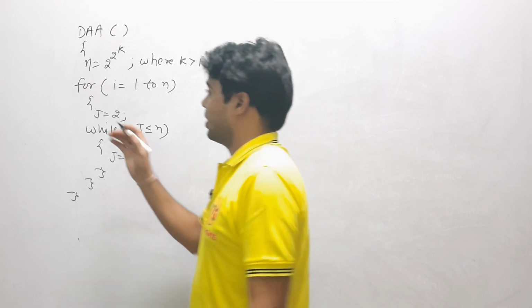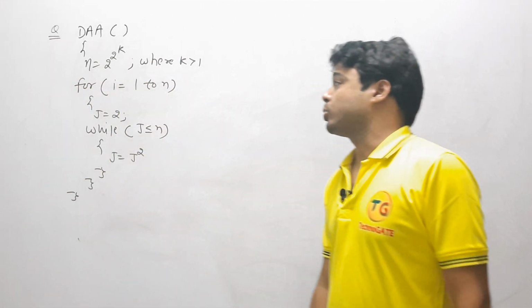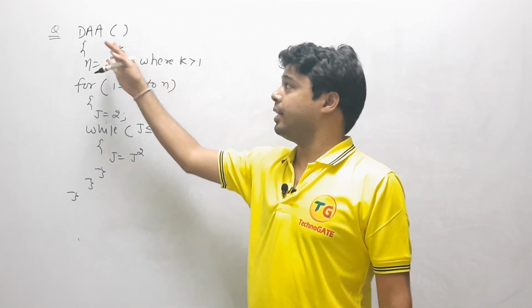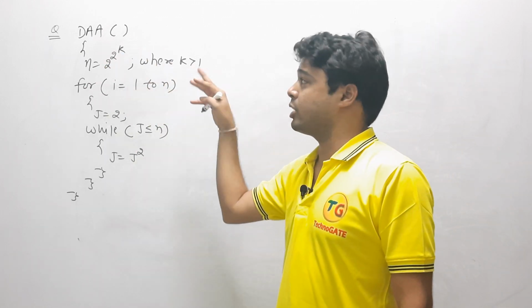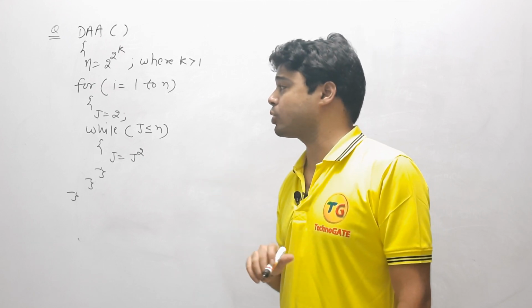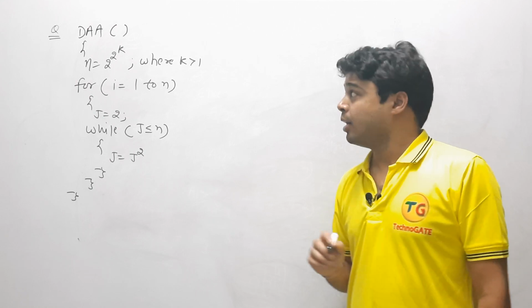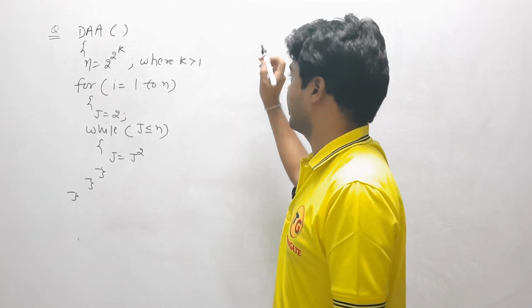So take the next problem here. It's a very important problem. This is a function. N equals 2 raised to power 2 raised to power k. For loop i from 1 to n, j equals 2, while j less than or equal to n, j equals j square. So suppose that k is greater than or equal to 1.